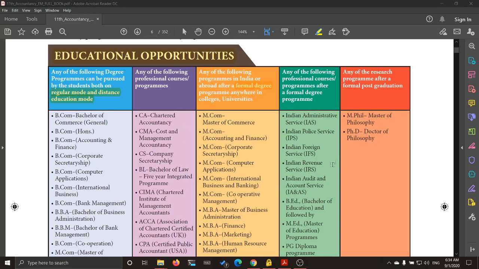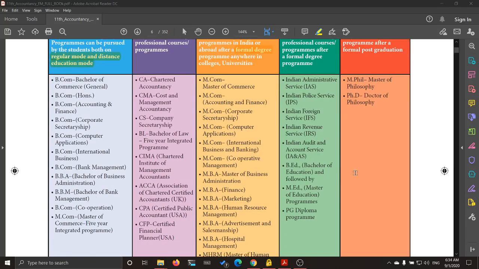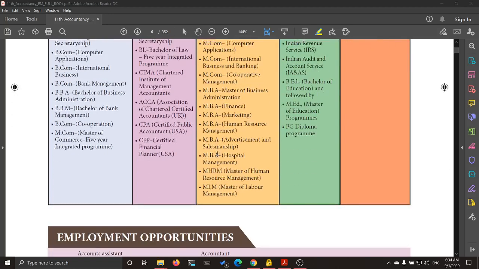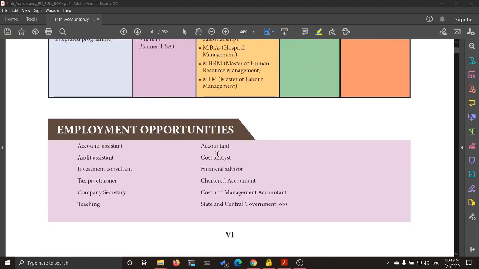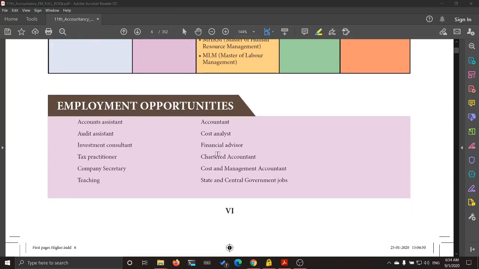So I am sure you have a clear idea about the education opportunities. These are the various courses you can opt for after you complete your +2 commerce. Now after you finish this, where can you get yourself employed, what are the employment opportunities?